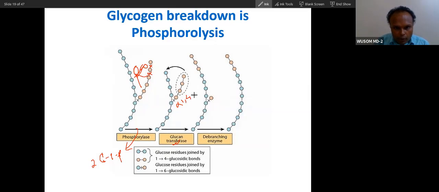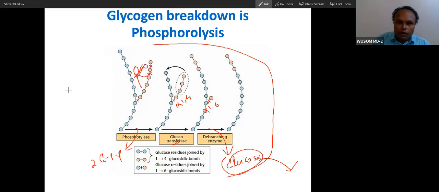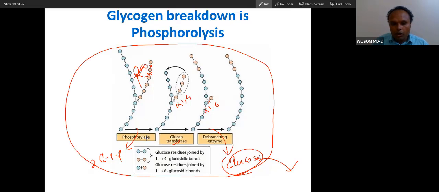Now the last bond is the alpha 1,6 bond. This bond is broken down by the debranching enzyme. Here you have seen the release of glucose 1 phosphate, 2 glucose 1 phosphate. But here there is release of plain, simple glucose, not glucose 6 phosphate. This glucose is permeable and can easily cross the membrane without dephosphorylation. Otherwise, phosphatase would have to come and dephosphorylation would happen, and then glucose would go. Here, simple, permeable, non-phosphorylated glucose is released at this step.